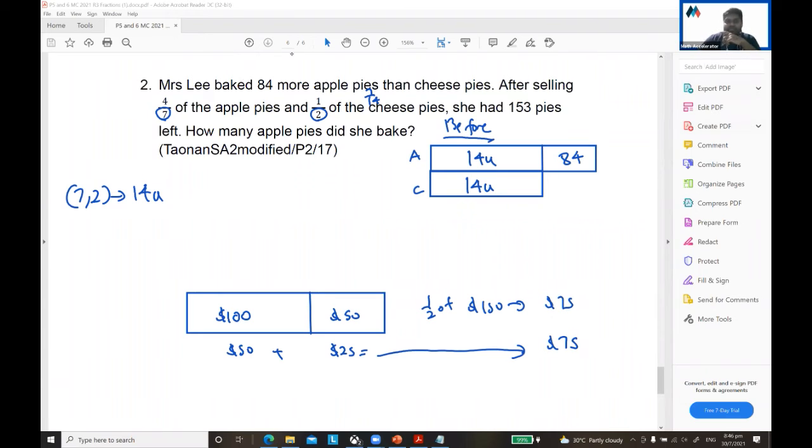So the after model, we talk about the cheese pies later. Look at the apple pies. So for apple pies, they said 4/7 of the apple pies were sold, correct? But the model is split up into 14 units and 84 units. So over here, we established that 150 times half is 75. If I split 150 into 100 and 50 and take half, I'll also get 75. So in this case, what is 4/7 of 14 units? Anyone? Type in chat. What is 4/7 of the 14 units?